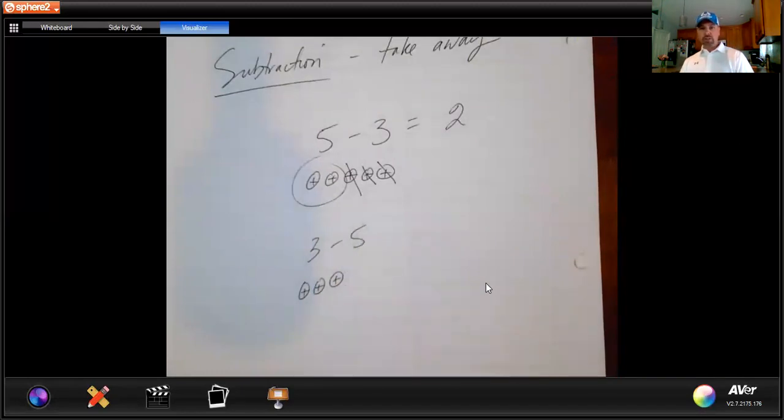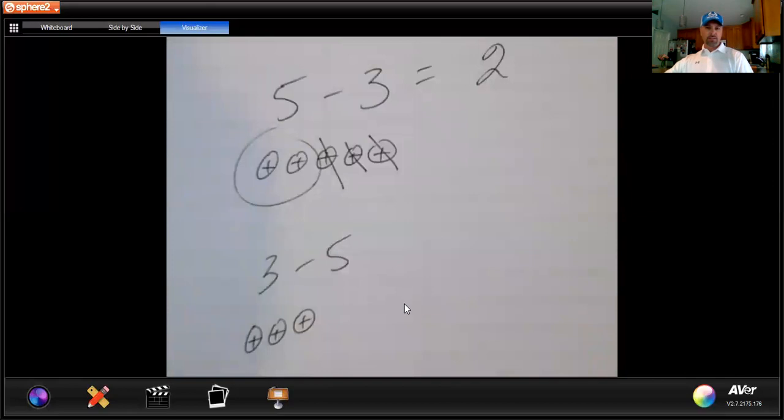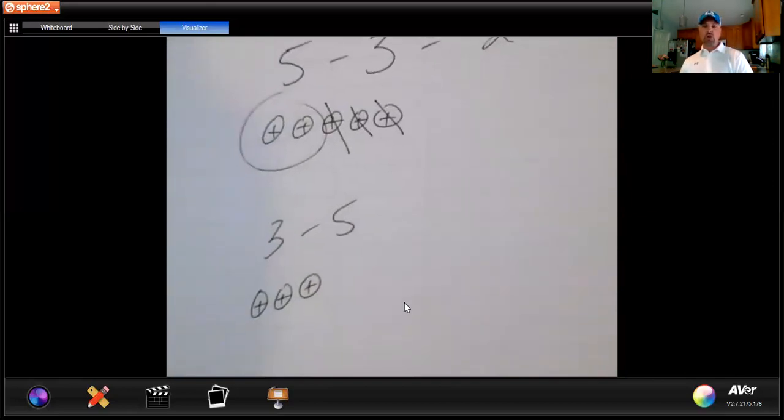If you take a look at that picture and think about that, how am I going to take 5 away when there's only 3? Now, I could show you how that works with the chips, but I think it's a little bit confusing and I don't think it's helpful. So I'm not going to show you. There are a couple of ways to think about subtraction that might be better than using the chips.